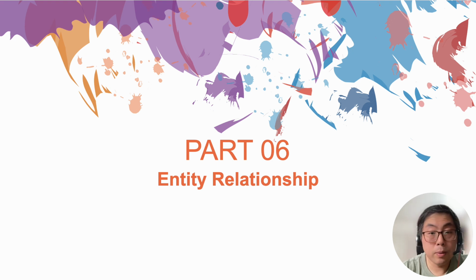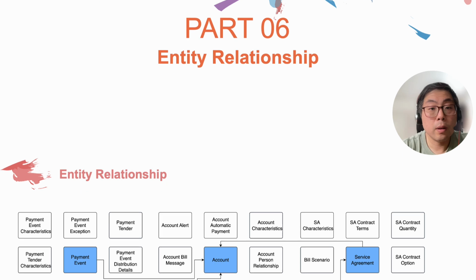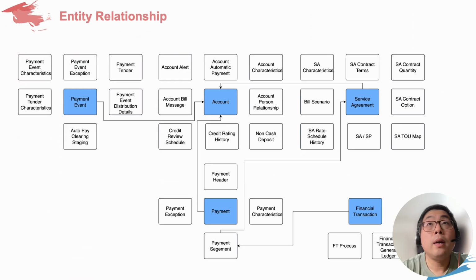Okay, so at last we look at the entity diagram. This is basically similar to what we have seen before. In the last video I talked about the payment events and how that is linked to account and service agreement. There isn't much change in terms of the data model, as we were just talking about a few more features on the payment.